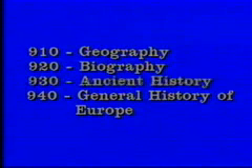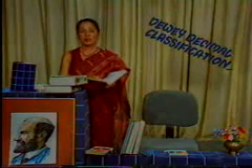930 is the number for ancient history. 940 is the number for general history of Europe. Britain is a European country, so we have to find out its exact number under Europe. Now turn the page and see the number for British history. So the number for this book will be 941.